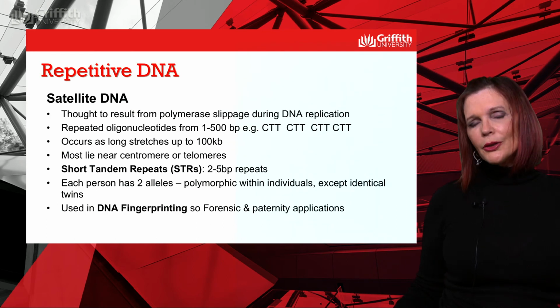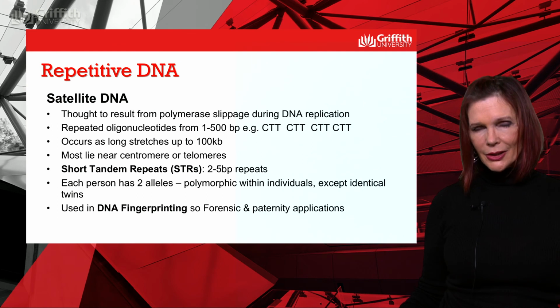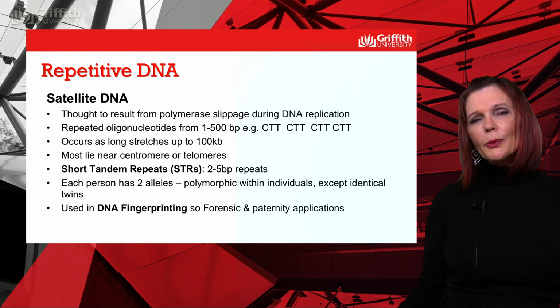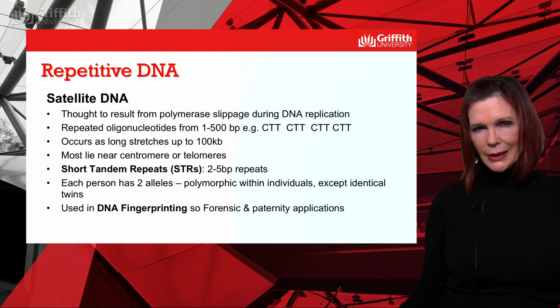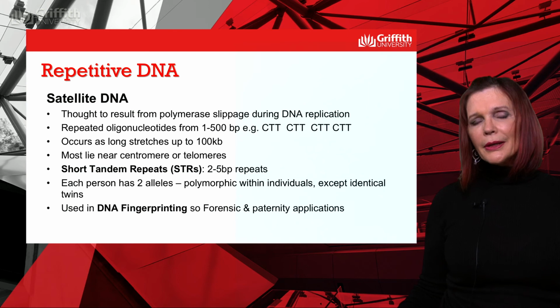Satellite DNA, repeated units from 1 to 500 base pairs, is thought to have occurred due to a mistake in DNA replication. The number of copies of the repeating unit can vary from site to site within a genome, and most are located at the telomeres and centromeres. There are different subclasses of satellite DNA based on the length of the repeats. When the repeat units have 2 to 5 nucleotides, they're called a short tandem repeat, or STR.